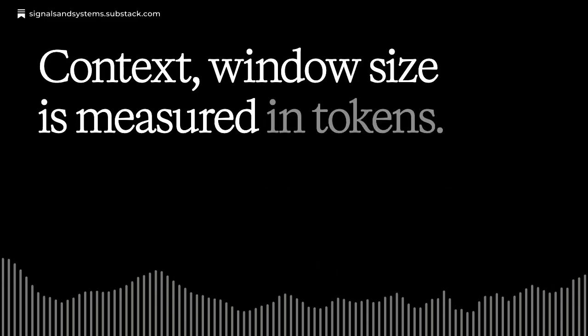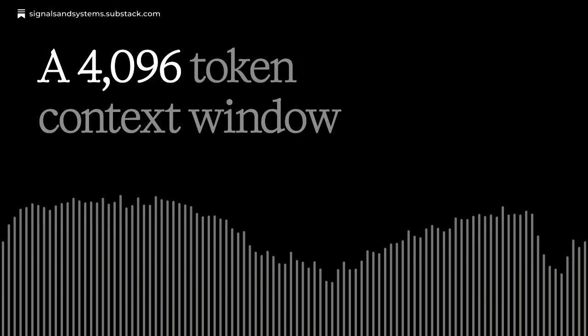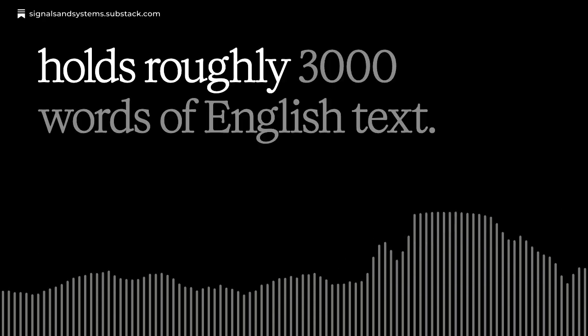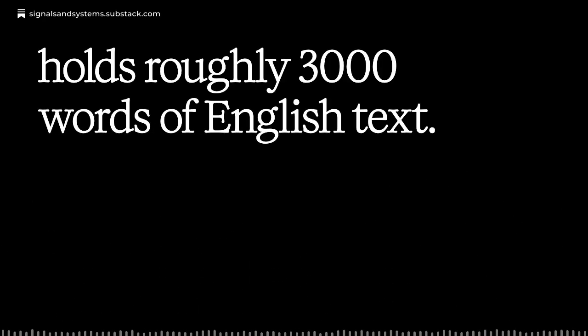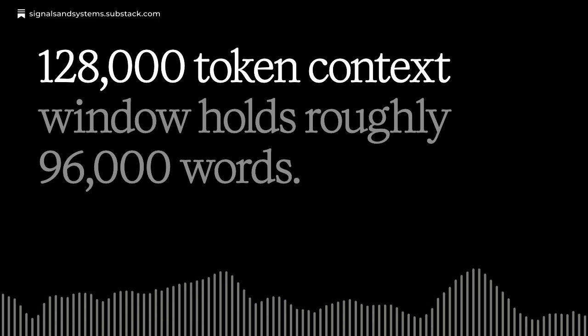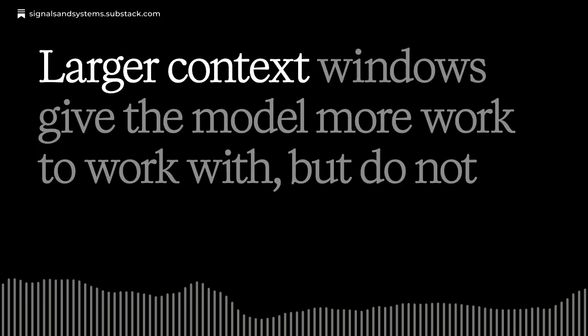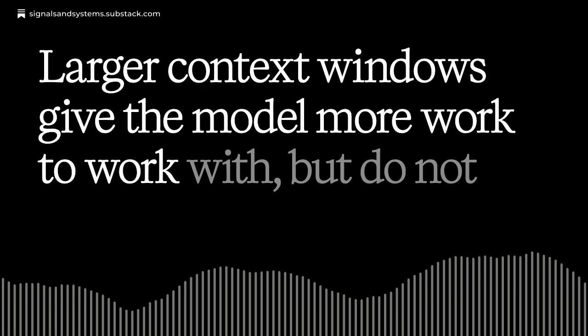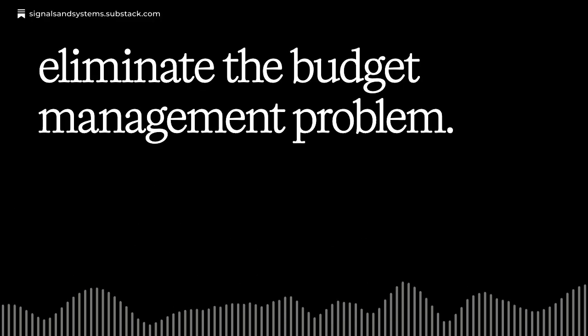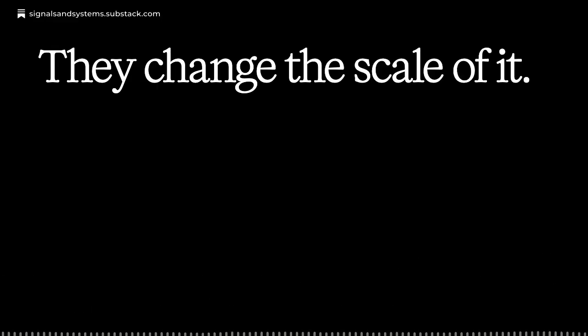Context window size is measured in tokens. A 4,096 token context window holds roughly 3,000 words of English text. A 128,000 token context window holds roughly 96,000 words. Larger context windows give the model more to work with, but do not eliminate the budget management problem. They change the scale of it.